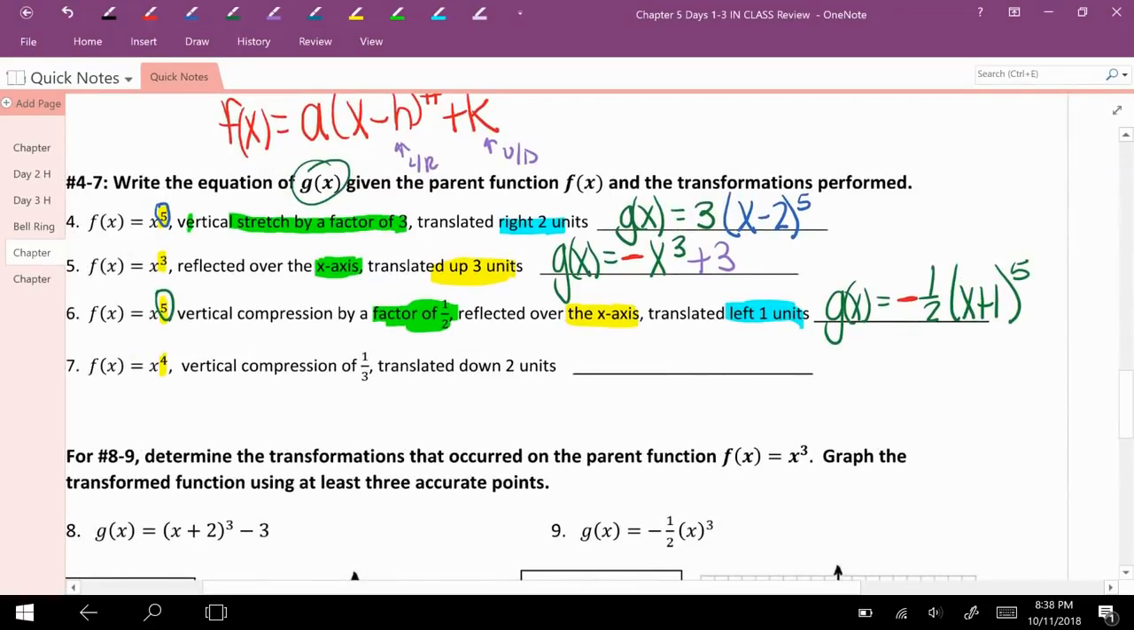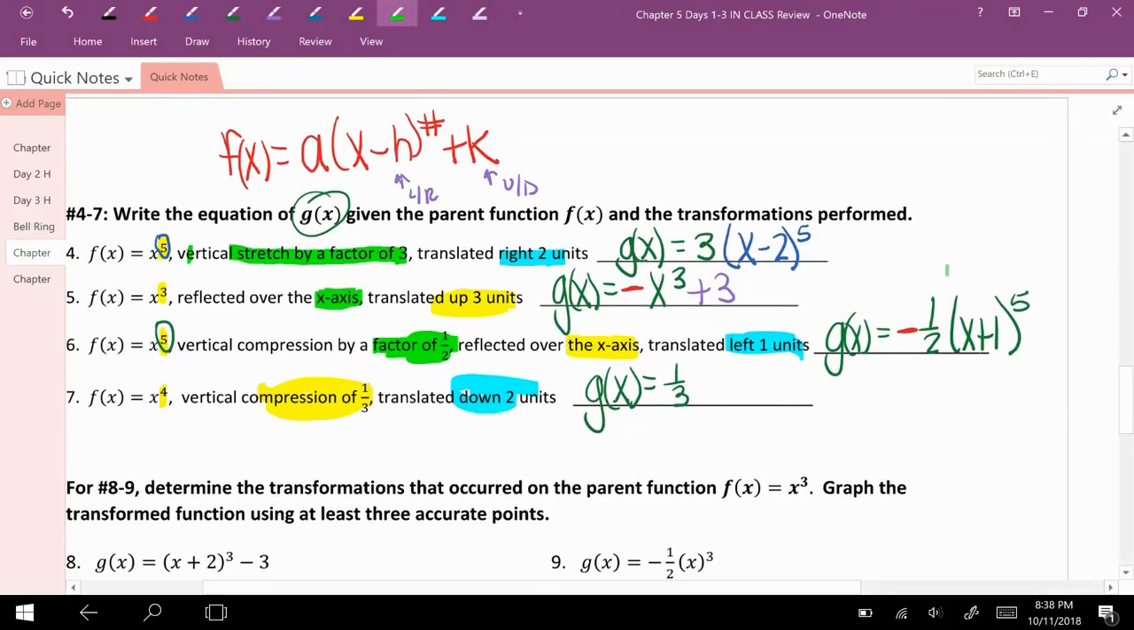Okay, last one. We have a vertical compression of 1/3, and then we are going down 2, and our power is 4. So I have g of x. We're not reflecting, so I'm not going to put that red negative here, but I am compressing by 1/3 like last time. That goes out in front. Now I'm going down 2. That's that k value right here. That means I don't even have an h value. So I'm just going to have x to the power of 4. And then down 2 would be that -2. And I'm done.